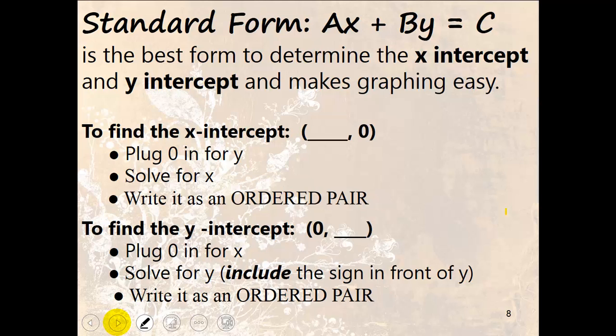To find the x-intercept, you're going to plug 0 in for y, solve for x, write it as an ordered pair. To find the y-intercept, you're going to plug 0 in. Oh, I think I might have said 0 in for x here. 0 in for y, solve for x. To find the y-intercept, 0 in for x, solve for y. Make sure you pick up that sign in front of y. That's where a lot of students make their mistakes, and you're going to write it as an ordered pair.